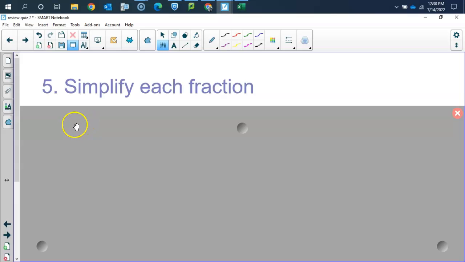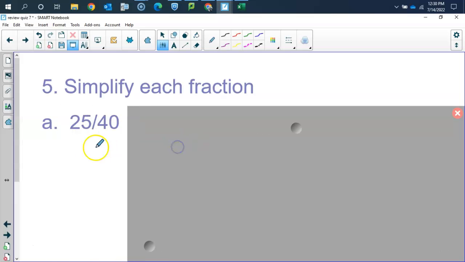Okay, simplify 25 over 40. You could write it like that on your paper. It's hard to do that on the smartboard. Go. Well, what is a factor of both of these? 5. I can divide them both by 5. 25 divided by 5 is 5. 40 divided by 5 is 8. 5/8. The only number that divides into 5 and 8 is 1. So that is simplified.